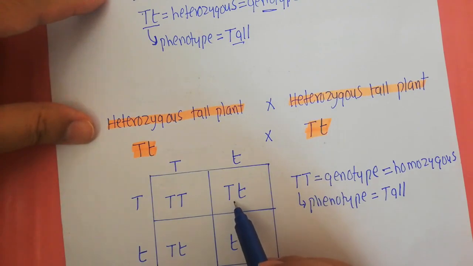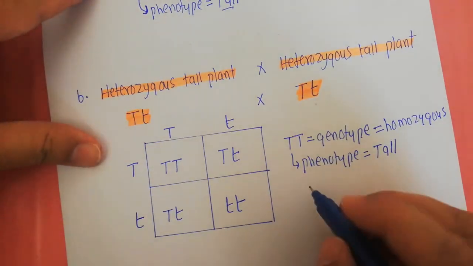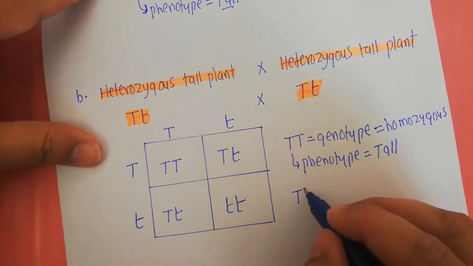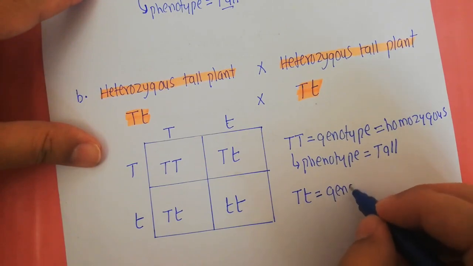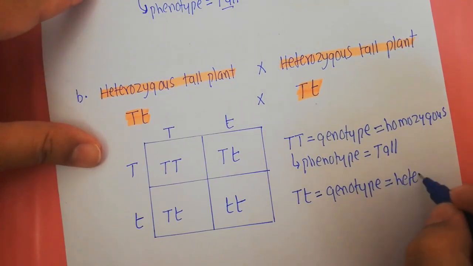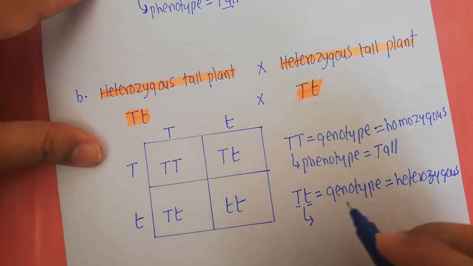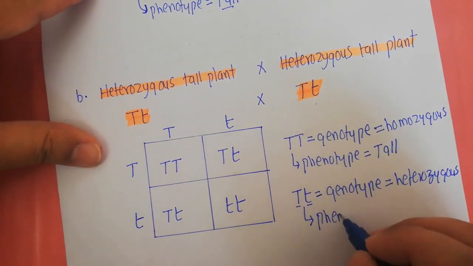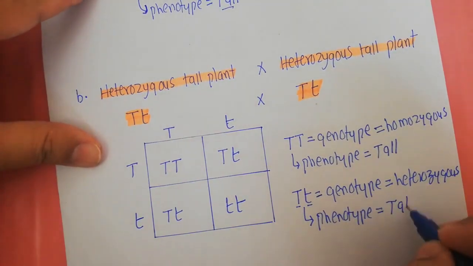If you talk about this one, the capital T and the small t, and this capital T and the small t, this is making another genotype. This is going to be the genotype of these offspring. But again, this is going to be heterozygous, because both of the alleles are different from each other. But as the capital T is dominant over the small t, the phenotype of this particular offspring is going to be tall in nature.